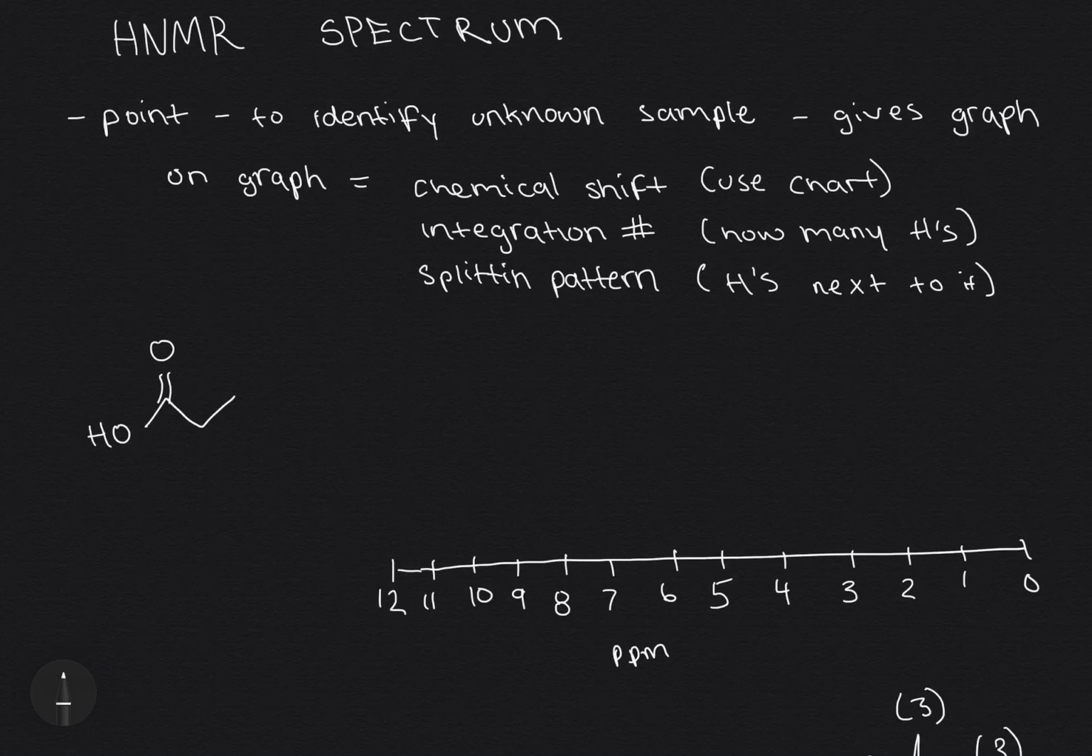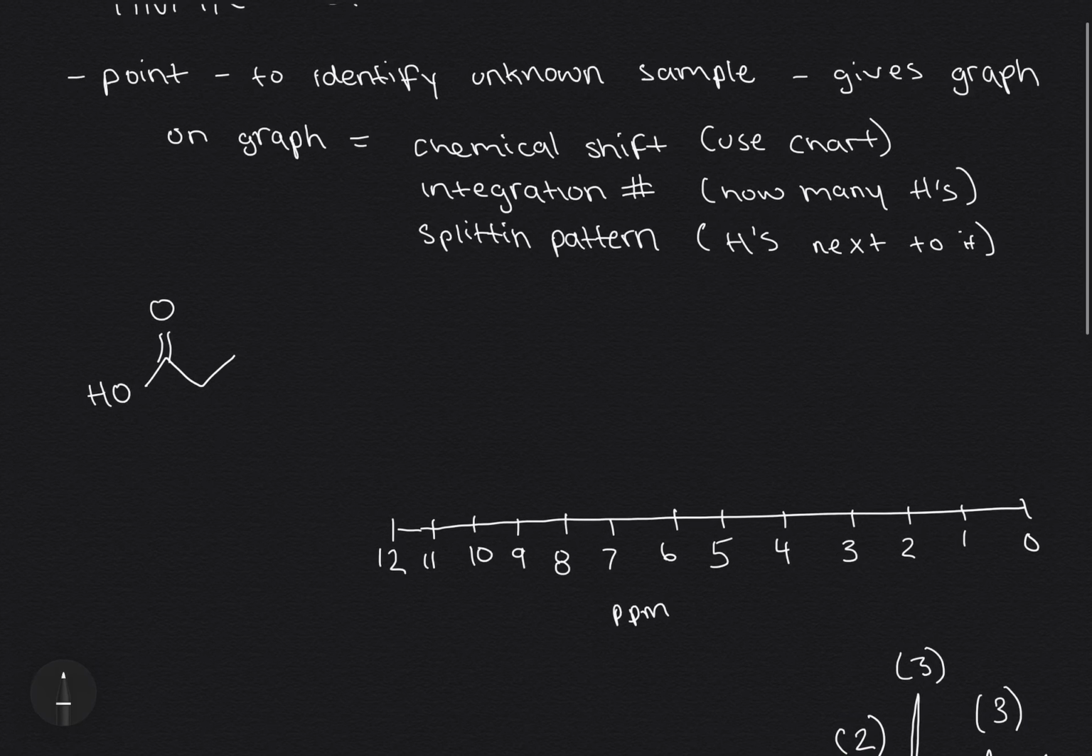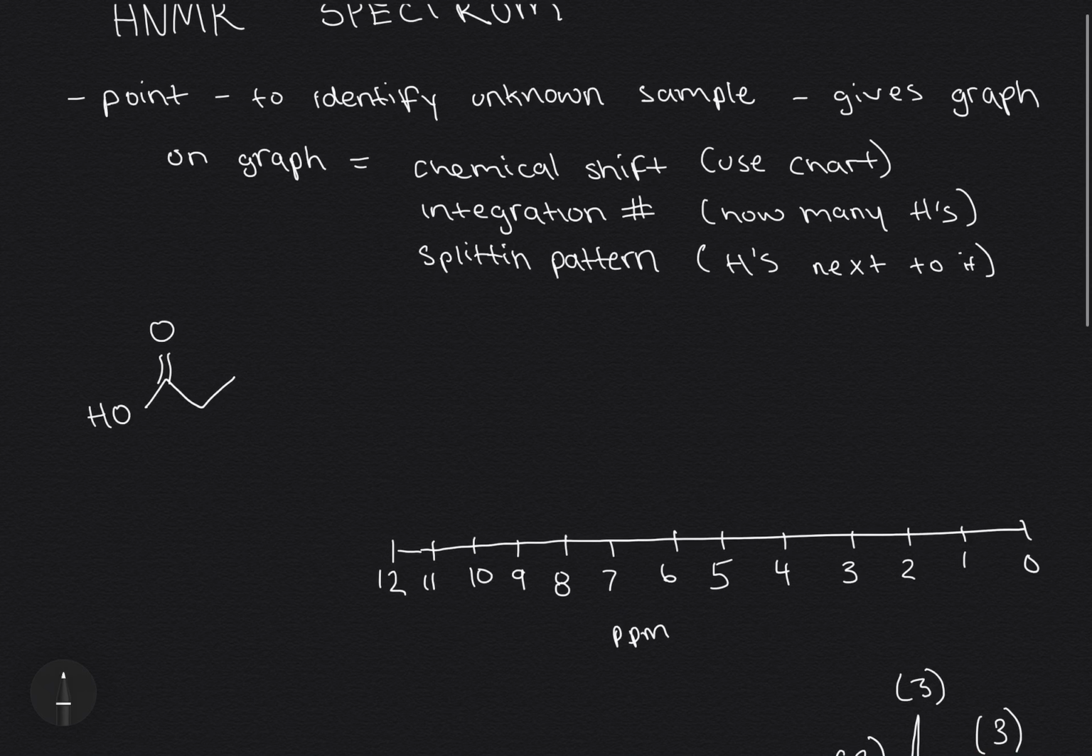HNMR spectrum. So the point of an HNMR spectrum is to identify an unknown sample or substance. You create a product in lab. The HNMR is a machine. You'll put a little on a tray in a lab, and the computer will read it, and it will give you this graph. And on the graph, there are three important things that you need to know: the chemical shift, the integration number, the splitting.